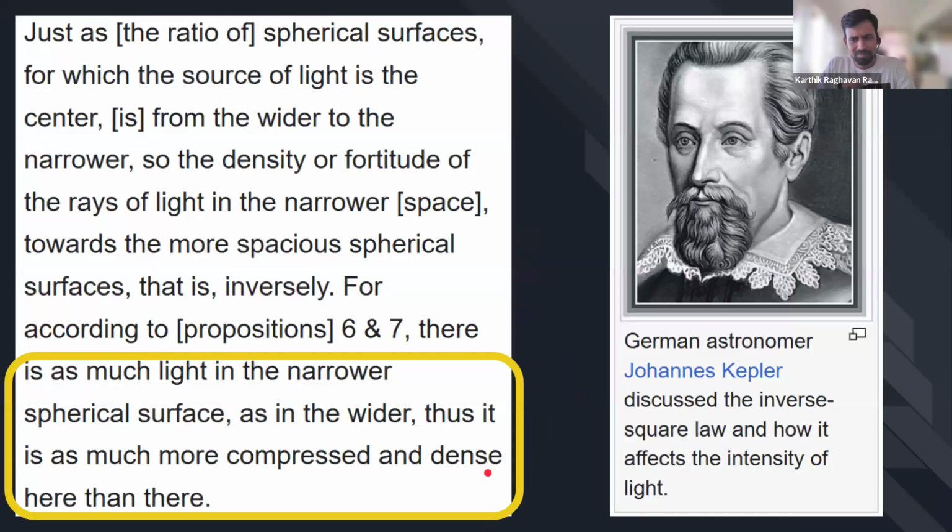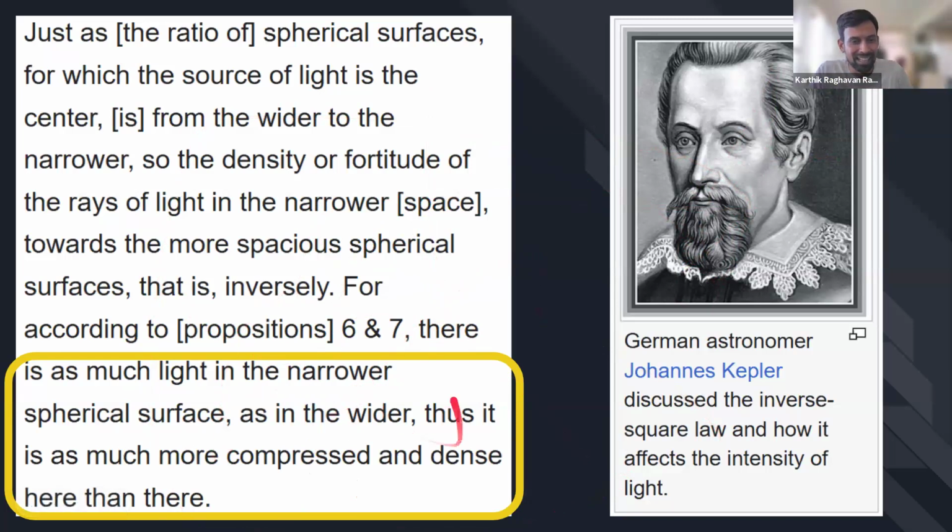Now, this is not new. This is Johannes Kepler. Some of you might know his name already. Very famous scientist from the 1600s, right? In 1600, I think it was 1604 or something, if I remember. So here is a screen grab from Wikipedia, right? Kepler wrote about light, the intensity of light, way back, 500 years back.